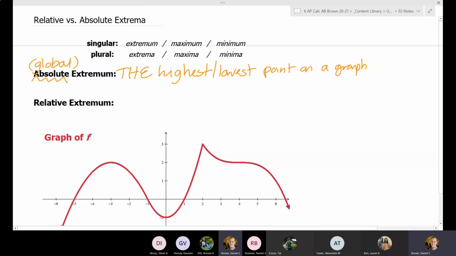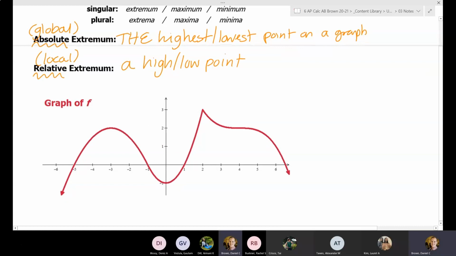Whereas if I say a relative extrema, another phrase that we use instead of relative, you sometimes see is local. And a relative extrema, instead of being the highest or the lowest, is just kind of a high point or a low point on the graph. So it's not necessarily the highest one or the lowest one. It's just going to be the highest of all the points around it or the lowest of all the points around where we look at it.